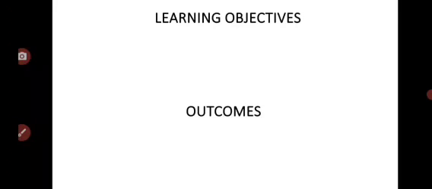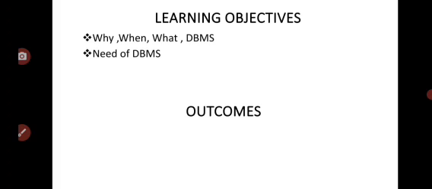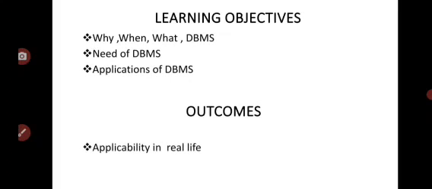The learning objectives of this session: why, when, and what of DBMS, when we are going to use the DBMS, why we are going to use the DBMS, the need of the DBMS, and application of DBMS. The outcomes of this session are applicability in real life.